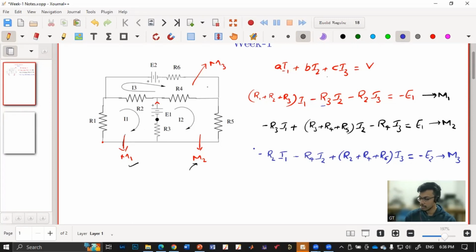Whereas if you consider mesh M2, the current is coming from the source, as if the source is supplying the current. So it means it is positive. That's why we have plus E1. Even in the case of M3, the current is entering the source. So that's why we have a negative E2, and that's why we have this minus. So I hope till this point it is clear.